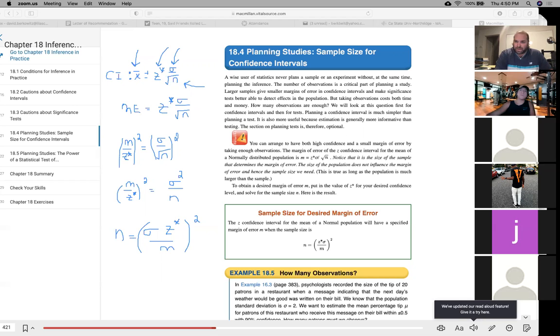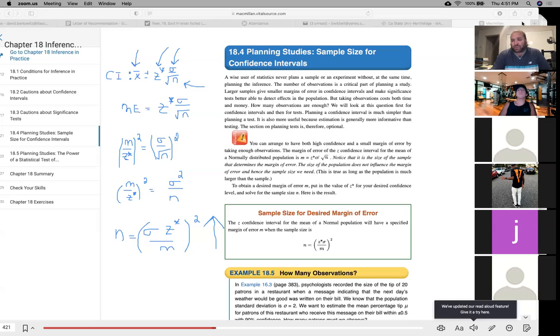Just go up. There's nothing wrong with adding one more. Well, yes, you always go up. You always go to the next number up. Because remember, we're looking for the minimum number necessary to ensure that your margin of error is small enough. If you ask more people, no problem. The more the merrier. But if you ask fewer people, that's not good. So you always go up. You never go down when it comes to margin of error.